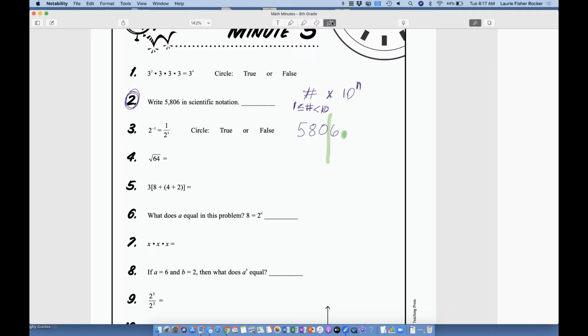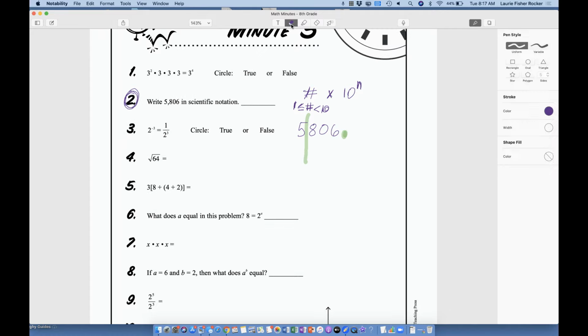Is 580 between 1 and 10? No, it's not. So I'm going to try it here. So if I moved it there, is 58 between 1 and 10? No. So I need to move it one more. Is 5.8 between 1 and 10? Yes. So that bar represents where the decimal needs to go to fit into the pattern of scientific notation.